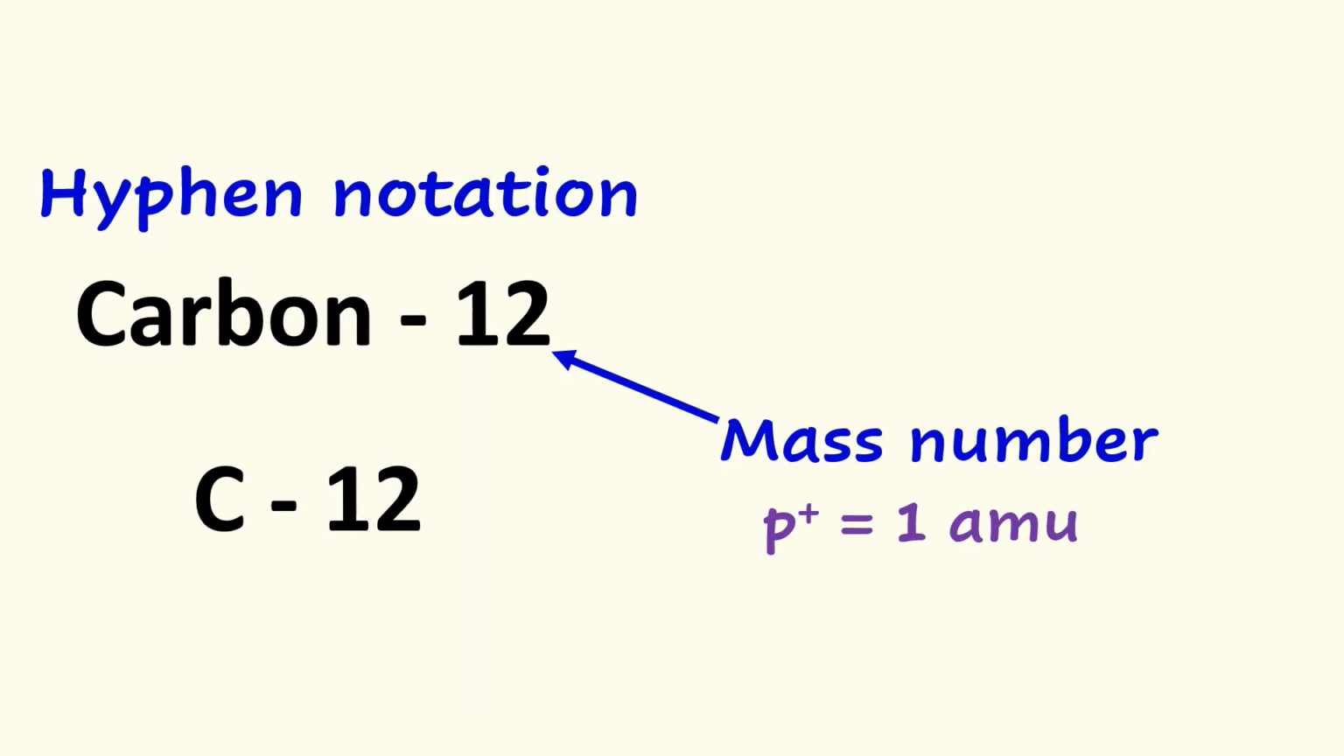Protons have a mass of 1 AMU, neutrons have a mass of 1 AMU, and electrons basically have a mass of 0 AMU. So when we want to figure out the mass of an individual atom, we ignore the mass of the electron and we just add the protons and neutrons together since they both have a mass of 1. So let's try some practice.